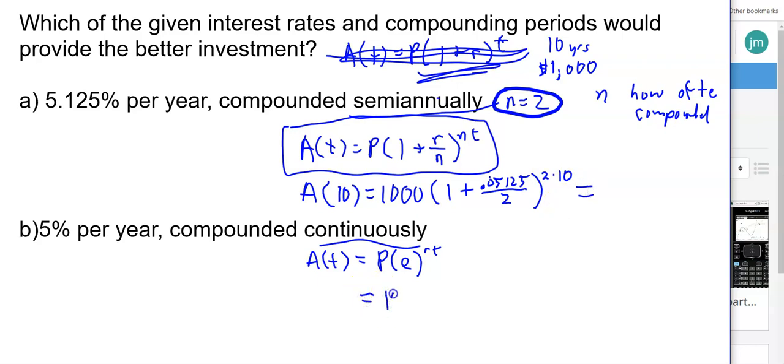This one is going to be the principal, 1,000, same principal, times e to the power of rate, which, in this case, is a little different rate. You notice that? So this is going to be 0.05. So you get less of a rate, but it's compounded more often. So see if that makes a difference. Times t, which is 10 years. And then we're just going to type that in our calculator and see what we get.